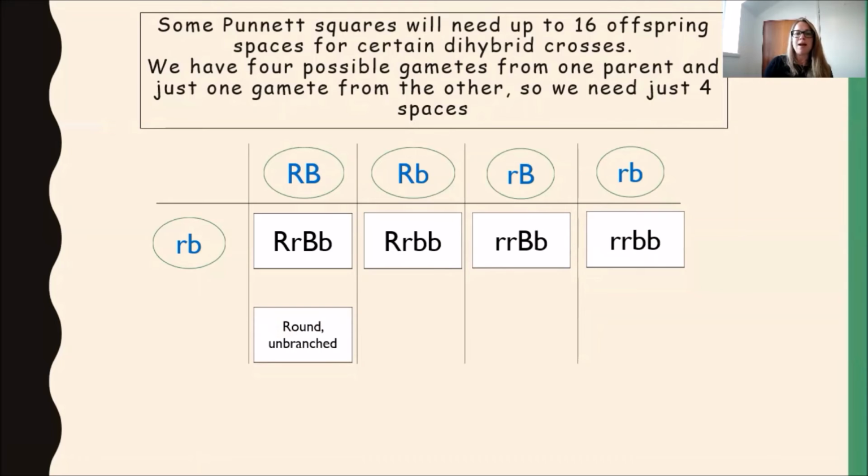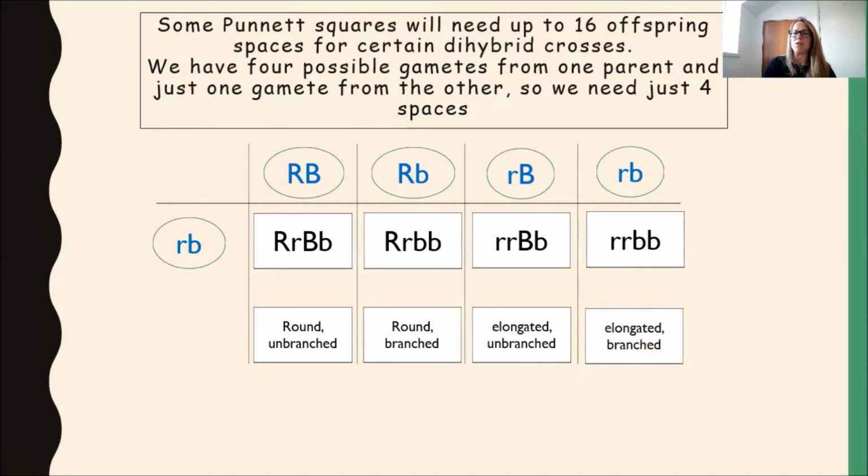So here we've got round, unbranched. That's what this offspring would look like. Round because it's got one round dominant allele, and unbranched because it's got one unbranched allele there. What do you think the next one would be? Have a little think. I know you got it right. It's round, branched. This one, elongated and unbranched, and this one, elongated and branched.